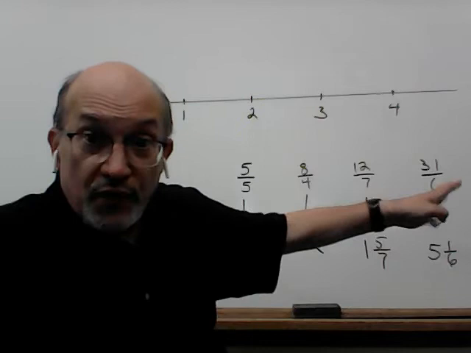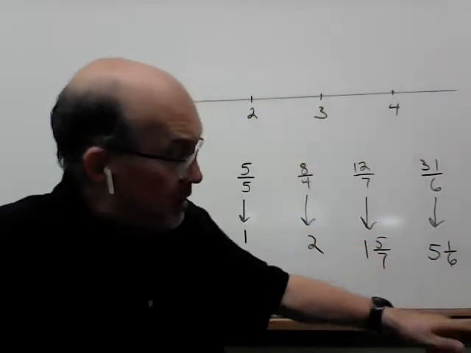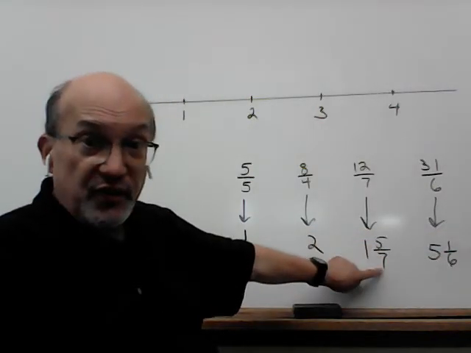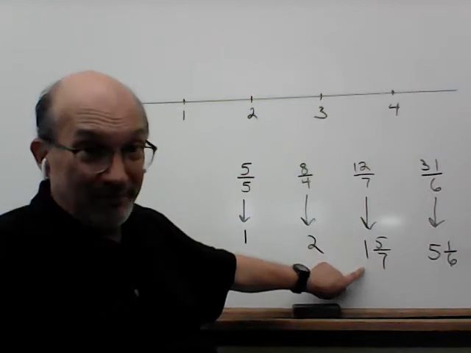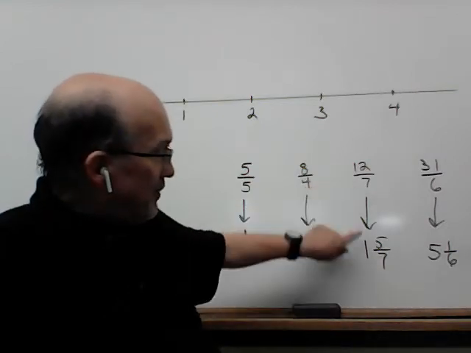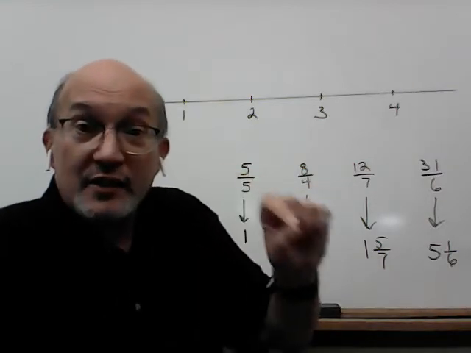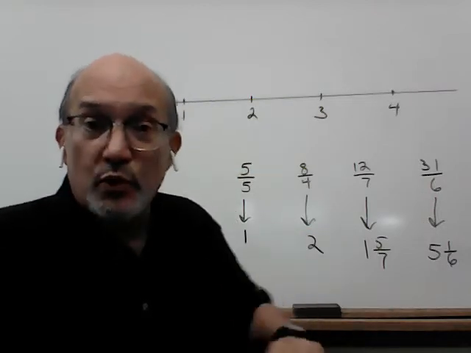12/7 is the 12th seventh past 0. But it's also the 5th seventh past 1. 12/7 and 1 and 5/7 are the exact same point on the number line. They are equal to each other.